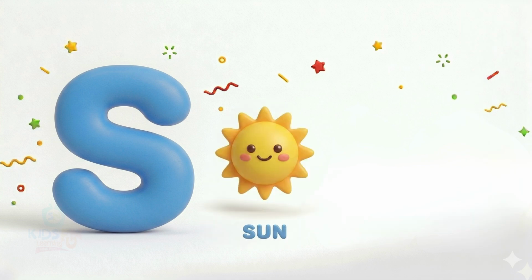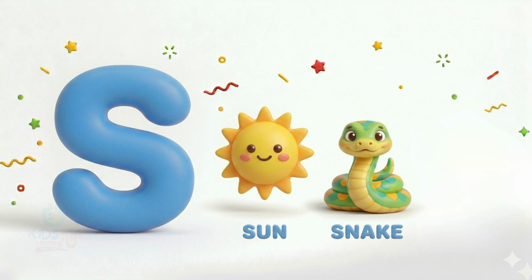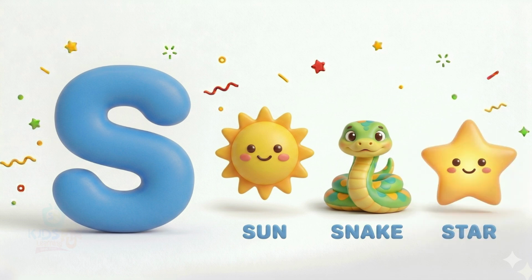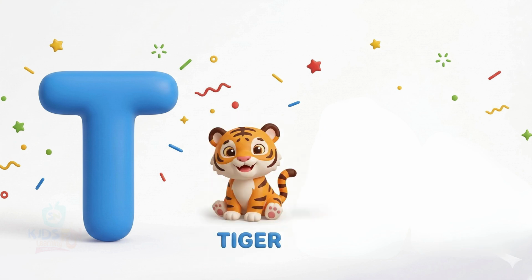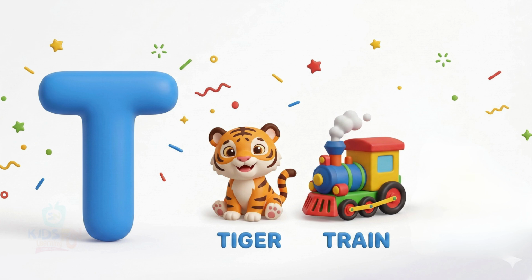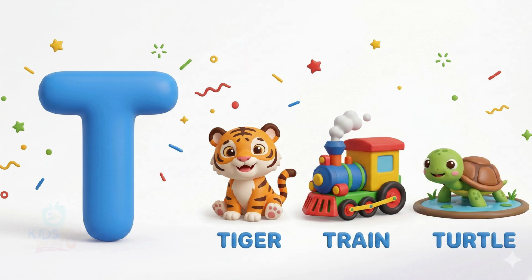Letter S. S for sun. S for snake. S for star. Letter T. T for tiger. T for train. T for turtle.